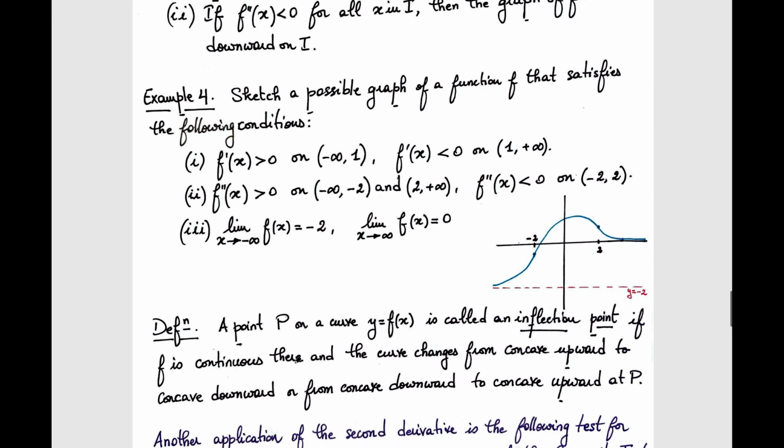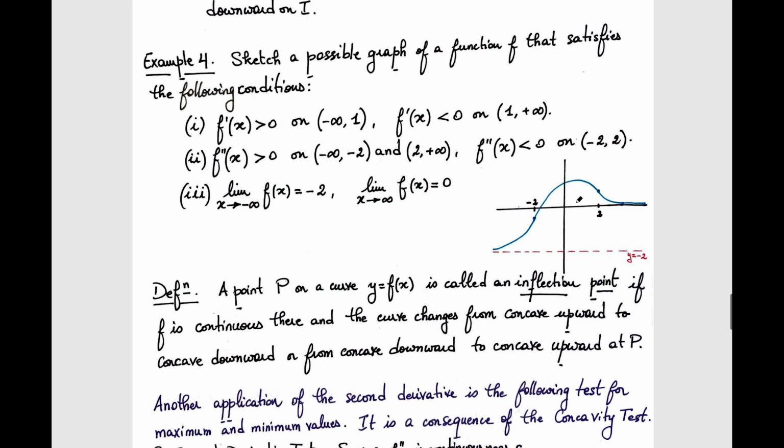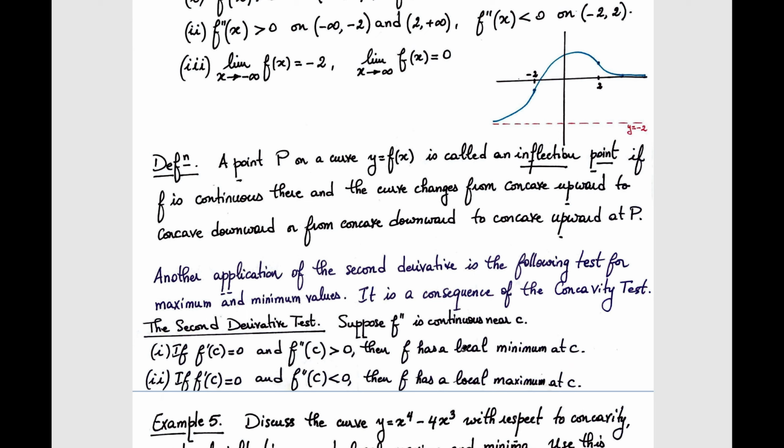All right. Next definition. Points where the function changes concavity are called inflection points. Okay. So let's read the formal definition. A point P on a curve y equals f of x is called an inflection point if f is continuous there, and the curve must change concavity at this point, either from concave upward to concave downward, or from concave downward to concave upward. Okay, so it has to be continuous in addition to changing concavity. Right. Okay, so here's another application of the second derivative.